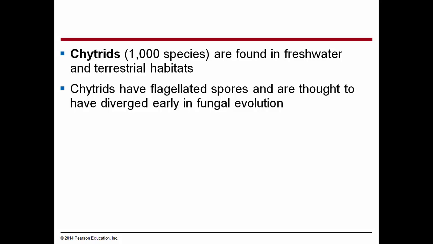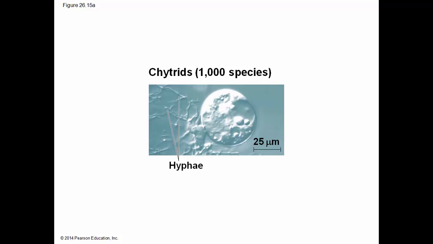Chytrids are found in freshwater and terrestrial habitats. Chytrids have flagellated spores and are thought to have diverged early in fungal evolution. Here's a chytrid fungus here. I'm going to go through these kind of quick because we just went through all that information.